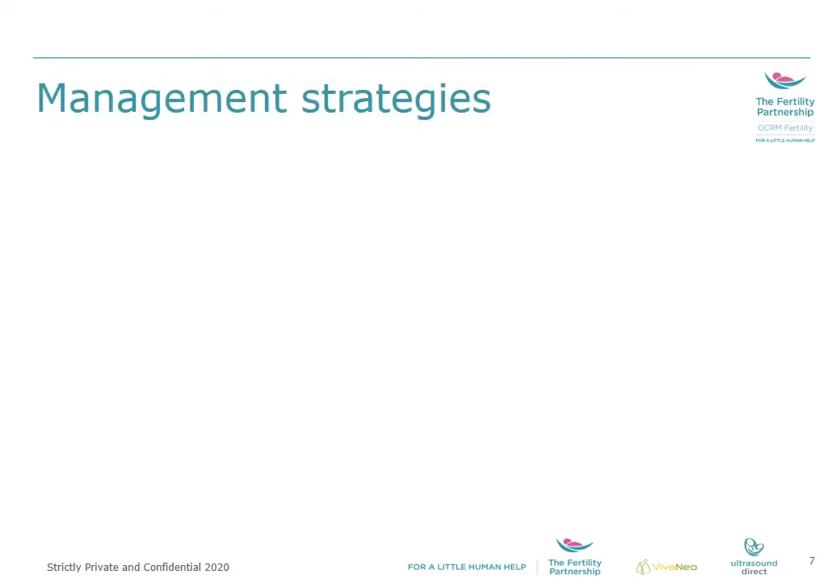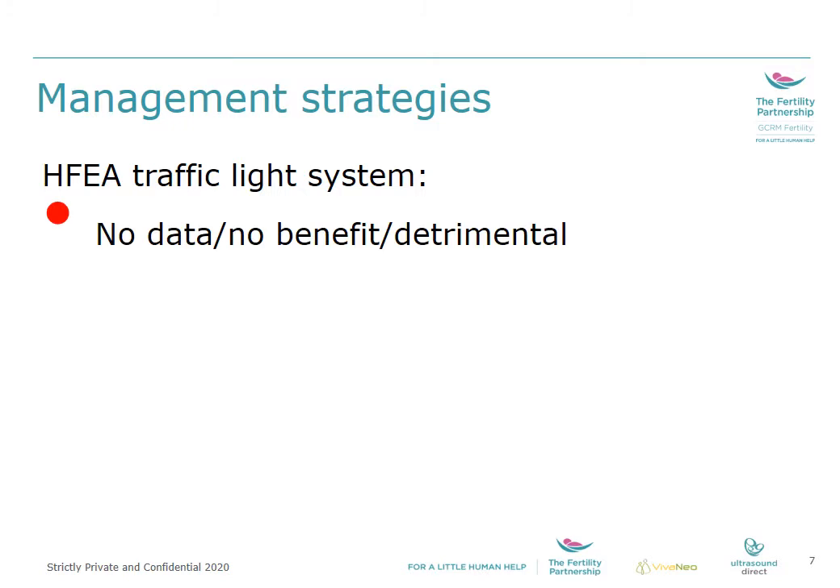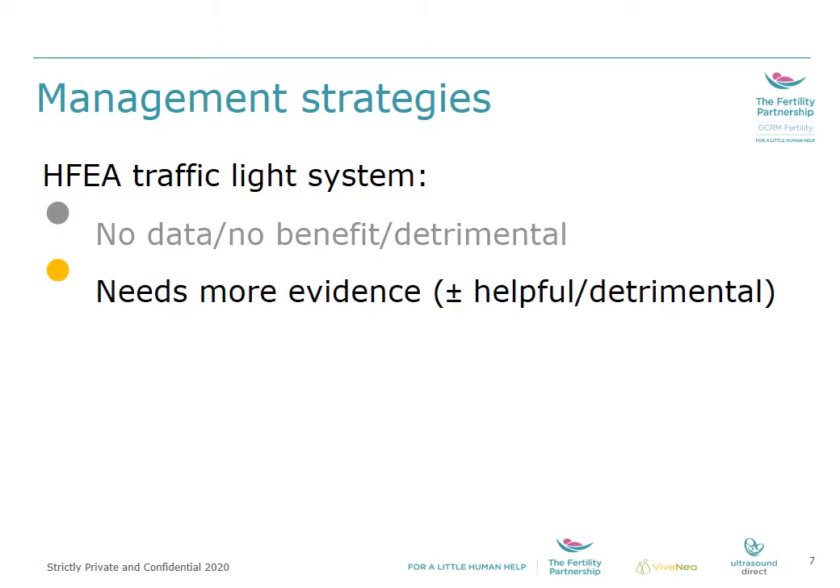So what strategies are available for women with recurrent implantation failure? Well, the HFEA have introduced a traffic light system, whereby red means that there is no data, or there is no benefit, or indeed any treatment intervention is actually harmful. Amber means that we need more evidence from research. It may or may not be helpful, or in fact it may prove to be harmful. And then green is where it's proven to be beneficial.